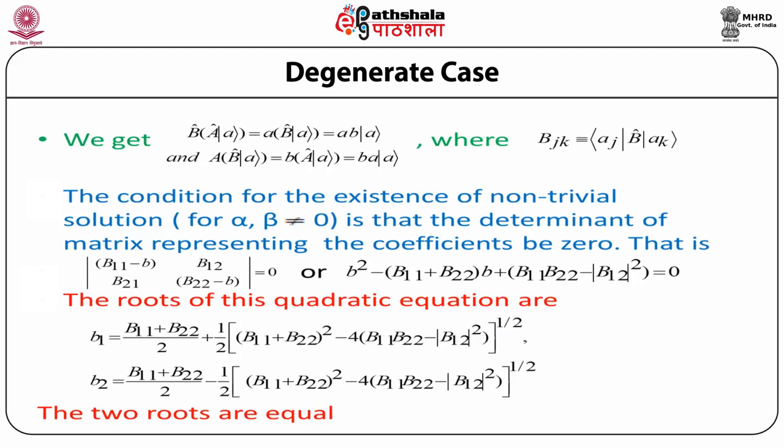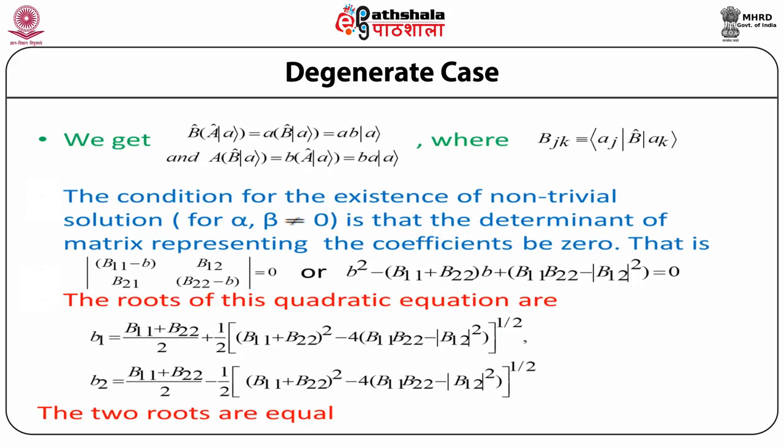Now, as you can see, this is a quadratic equation in B, and so solving for B, we get two roots, which are given by B1 is equal to (B11 plus B22) upon 2 plus half [(B11 plus B22) whole square minus 4 times (B11 B22 minus modulus square B12)] to the power half, and the other root is given as B2 is equal to (B11 plus B22) upon 2 minus half [(B11 plus B22) whole square minus 4 times (B11 B22 minus mod square B12)] whole to the power half.